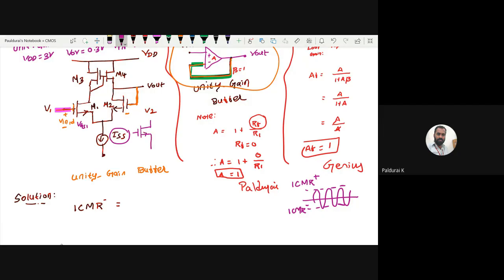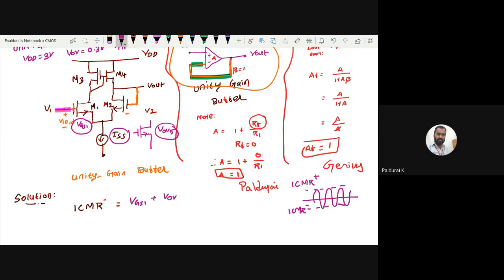NMOS, right? What is the output voltage across this NMOS? That is one overdrive voltage. Let me take this as my 5th transistor. So ICMR minus, I want to find this voltage. That voltage is this voltage plus this voltage, so VGS1 plus the overdrive voltage of the 5th transistor. Here I have given that all the overdrive voltages are equal, so you can call it VOV in general. Any doubt in this formula?